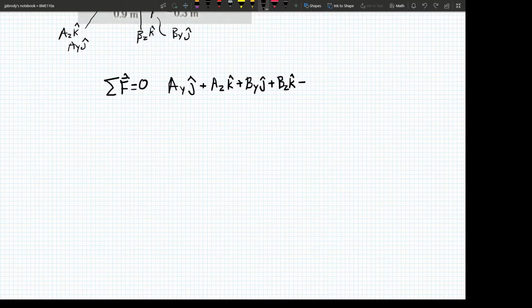Minus, that's the weight. I'm just going to put a W so I don't have to carry my numbers around. Minus the weight in the j hat direction. Plus, I had C sub z in the k hat direction. Now, okay, so that's the sum of all my forces. Here's the force on A, force on B, the weight, and the force on C. That's the sum of all my forces, and that equals 0.